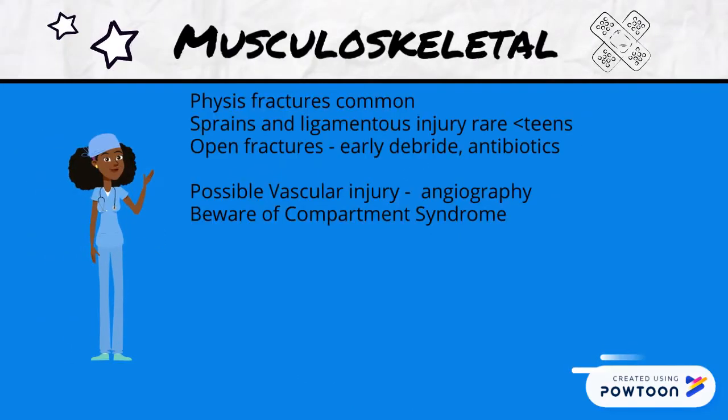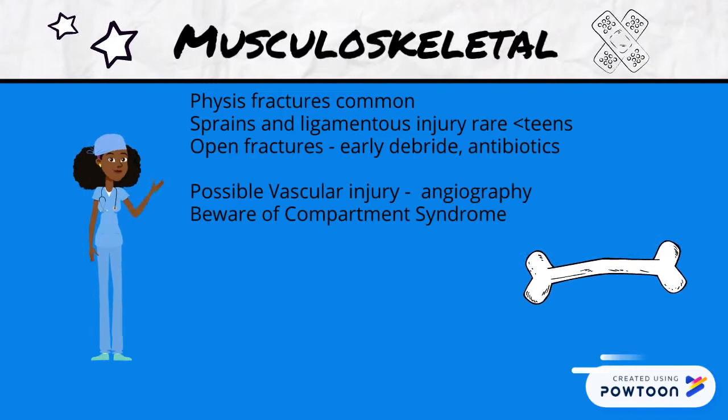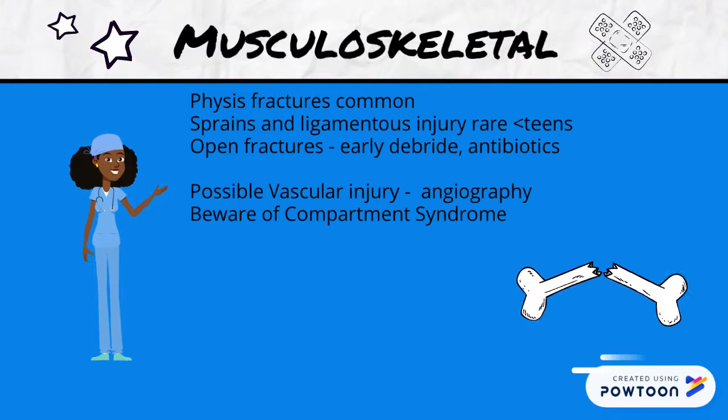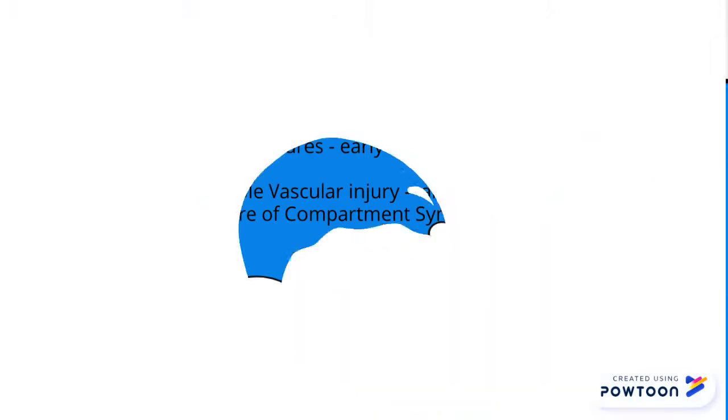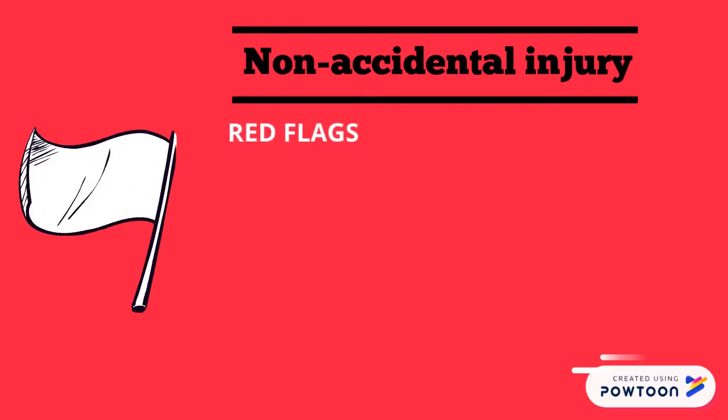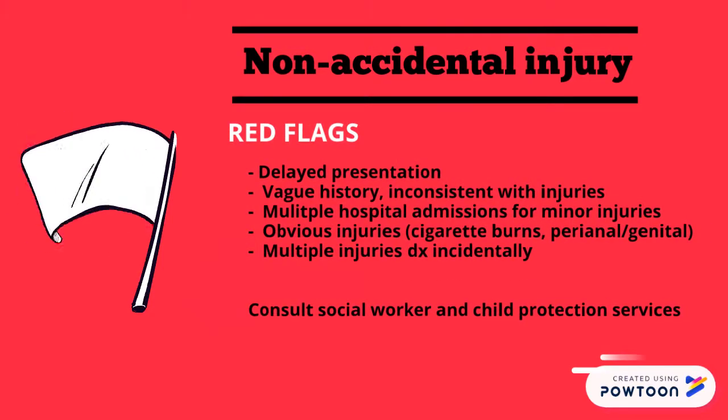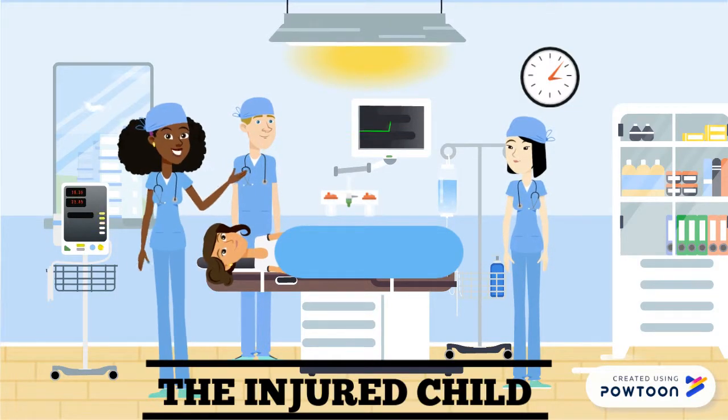Children have developing bones and physeal fractures are common. In open fractures, early debridement and antibiotics are important to prevent infection. Beware of compartment syndrome, which is increased pressure in the osteofascial compartment causing ischemia. Here are some red flags of non-accidental injury in children. We hope we have given you an approach to the injured child.